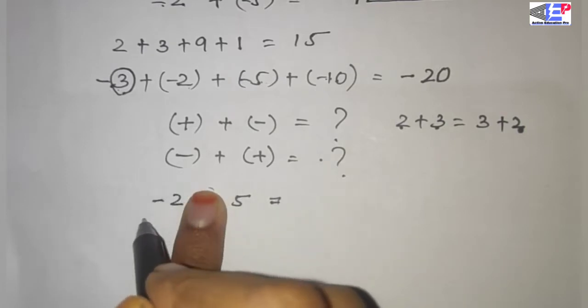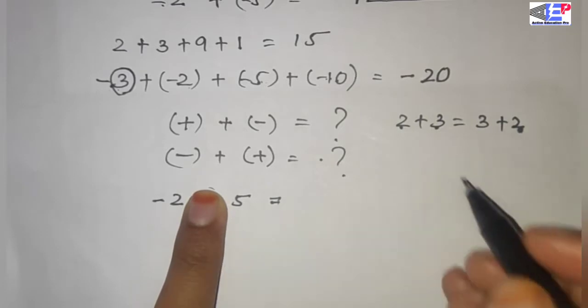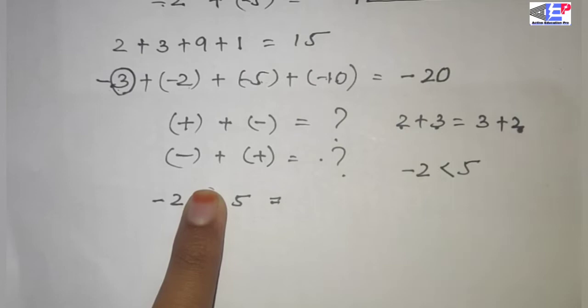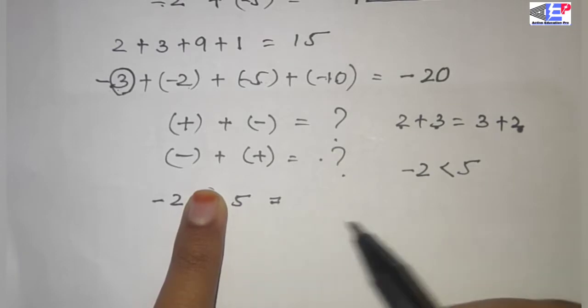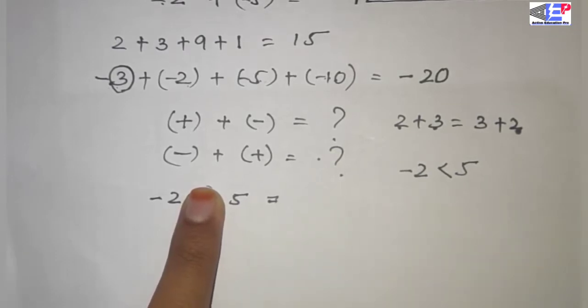Here minus 2 is a negative integer and 5 is a positive integer. So compare their numerical values. You know minus 2 is less than 5. But in this case, compare the numerical value. At the time of adding integers, first you compare the numerical values, then put the symbols.